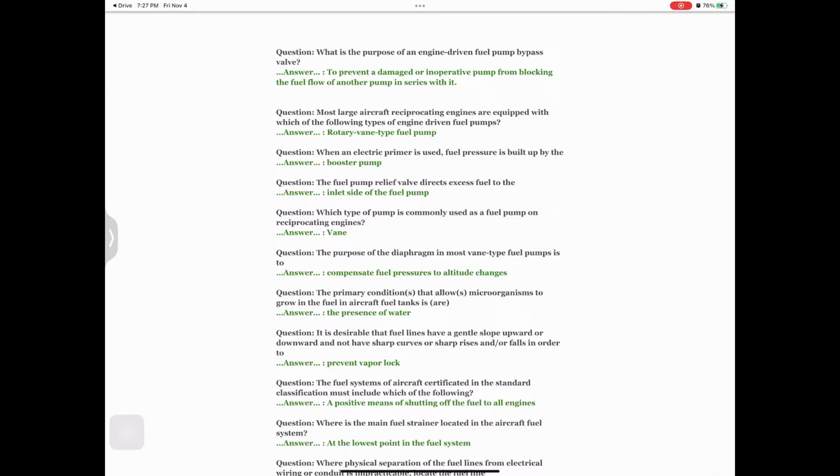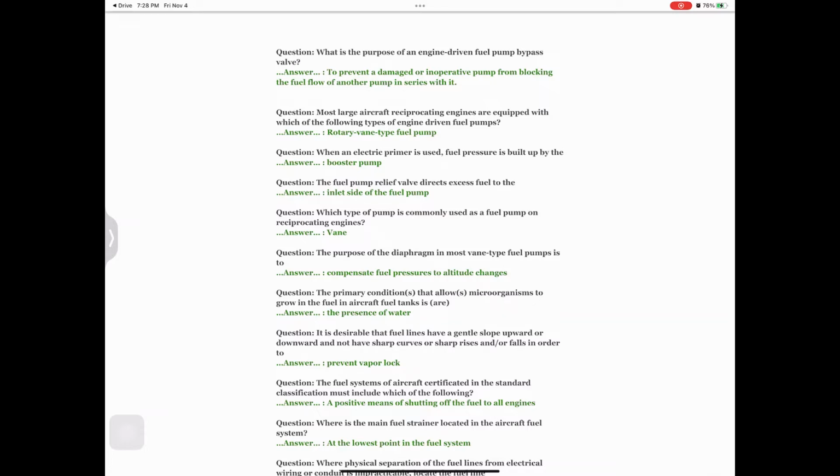Question. When an electric primer is used, fuel pressure is built up by the answer. Booster pump. Question. The fuel pump relief valve directs excess fuel to the answer. Inlet side of the fuel pump. Question. Which type of pump is commonly used as a fuel pump on reciprocating engines? Answer. Vane. Question. The purpose of the diaphragm in most vane type fuel pumps is to answer. Compensate fuel pressures to altitude changes.